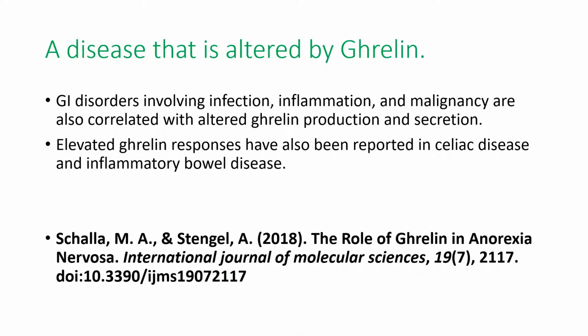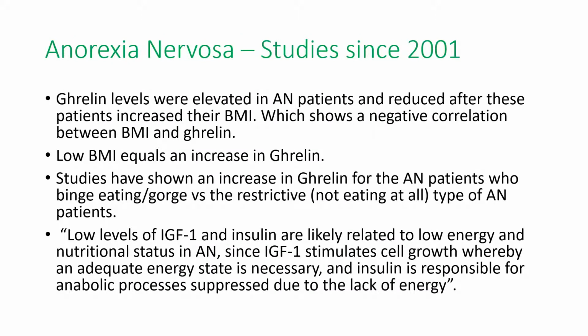There are a number of diseases that are altered by ghrelin. Any disorder of the GI system involving infection or inflammation is also correlated with altered ghrelin production and secretion. A couple of them are celiac disease and inflammatory bowel disease. But the particular disease I want to focus on here is anorexia nervosa.